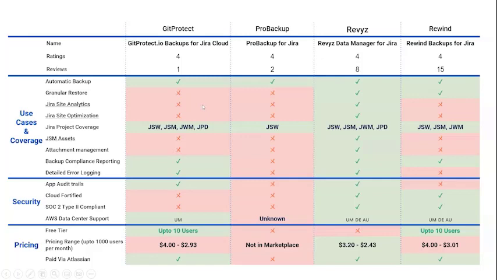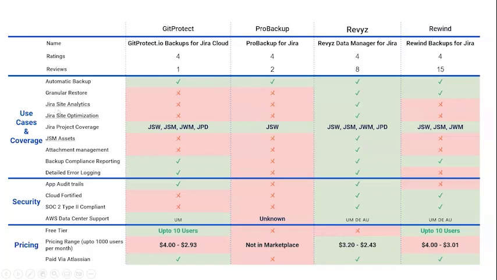Is automatic backup available or not? Here all four add-ons contain automatic backup. Coming down to granular restore, it is not available in Git Protect and Pro Backup, but in Revise, we have granular restore available. Wherever you can see a green tick, it means that functionality is available. And whenever we have a cross, it means that functionality is not available in that add-on.